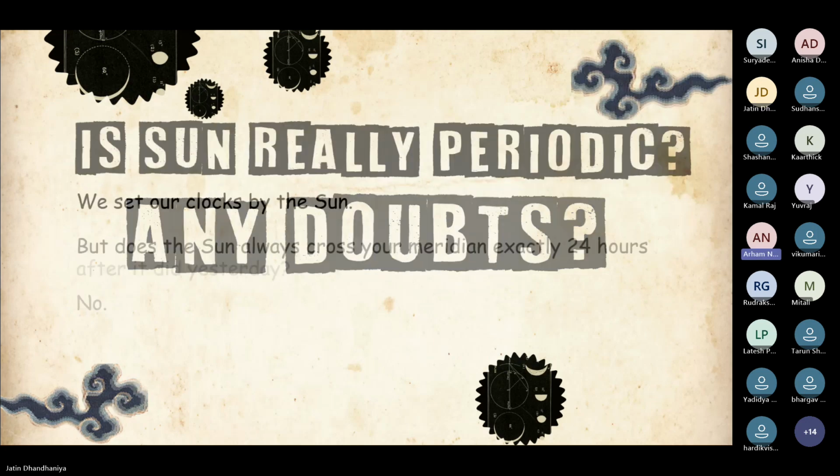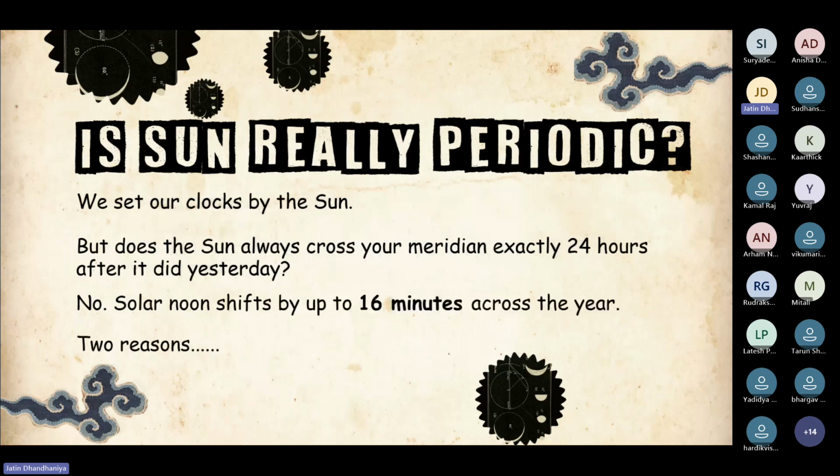Okay. Now, is the sun really periodic? We set our clocks by the sun. In earlier periods, we used sundials as our clocks, which are directly based upon the sun. But does the sun always cross your meridian exactly 24 hours after it did yesterday? No. The solar noon shifts by up to 16 minutes across the year. And there are two reasons for this.